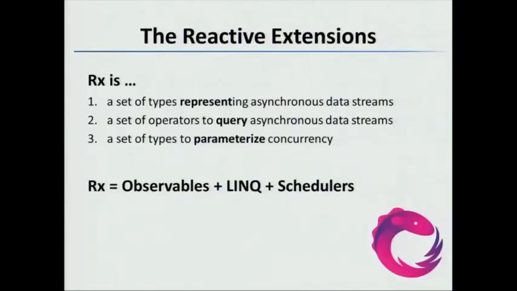So RX is really three pieces. First of all, it's the interface that Bart was talking about, and that is the way we represent asynchronous data streams. The second thing is the ability to query these asynchronous data streams. And the third is the ability to parameterize the concurrency because they're asynchronous data streams, and we parameterize it with schedulers. So if you remember one thing from today, I would remember RX is observables and LINQ and schedulers. And that's the representing part, the query part, and the parameterizing concurrency part.